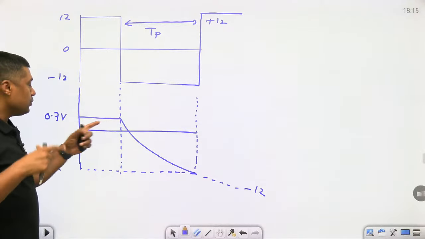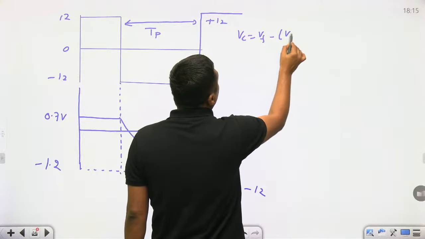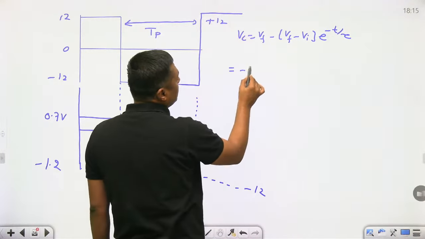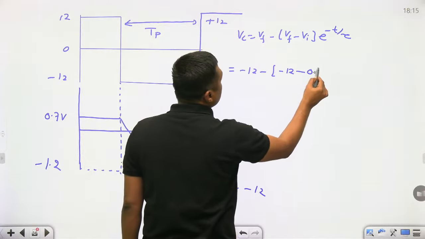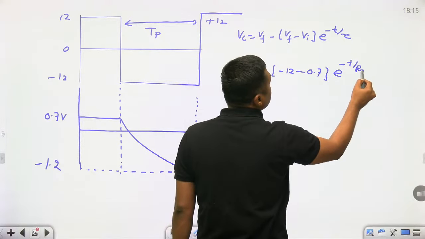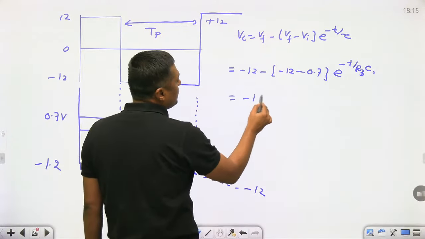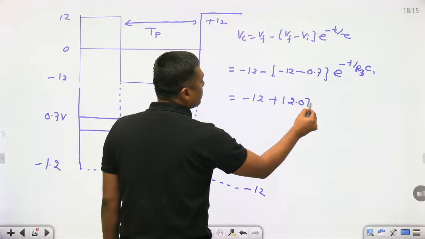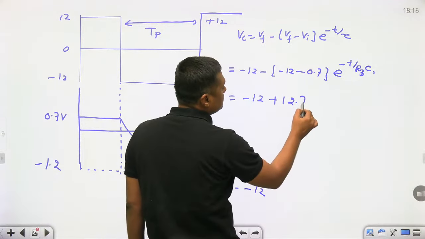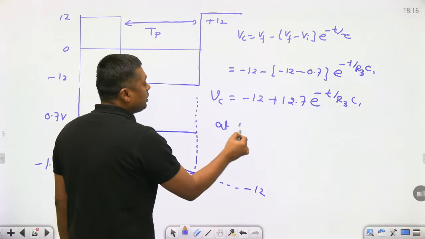Now what is the time TP? First of all, we have to write the equation. Vc is equal to V final minus V initial, e raised to power minus t by tau. The final value is minus 12, and the initial value is 0.7, e raised to power minus t by R3C1, which is the time constant. Now you will get the equation: minus 12 minus minus 12.7 e raised to power minus t by R3C1. That is the voltage across the capacitor at t equal to TP.